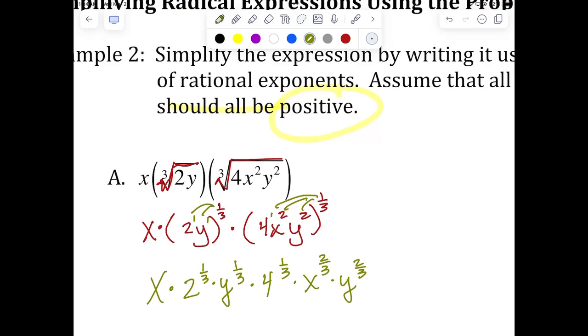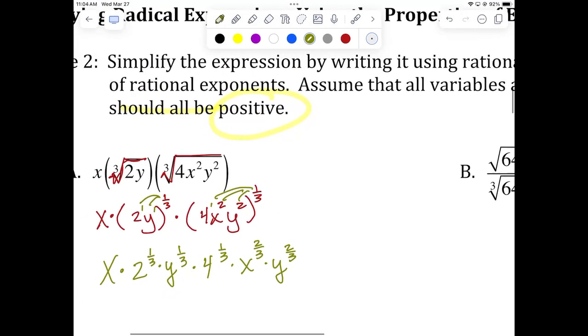What does that mean now? Now we need to go through and collect like factors. We have numbers, we have x's, and we have y's. So in your final answer, you should have one number, one x, and one y. Let's focus on the numbers first. I'm going to do this off to the side on the workbench. I have 2 to the 1/3 times 4 to the 1/3.